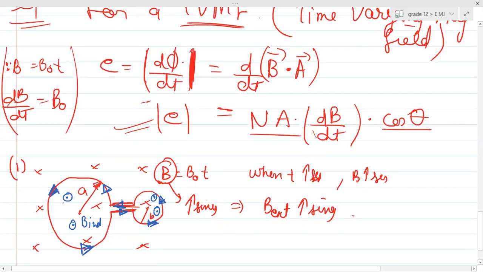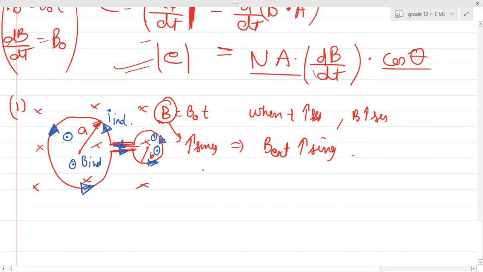So is the direction clear, guys, of I induced? So now let's find it. Can you see here in this case, guys, the current is basically anti-clockwise, right? Did you understand the direction? We got the direction. Can you see the direction of current is same in both the cases, right? In both the loops, the direction of current is same. Yes or no?